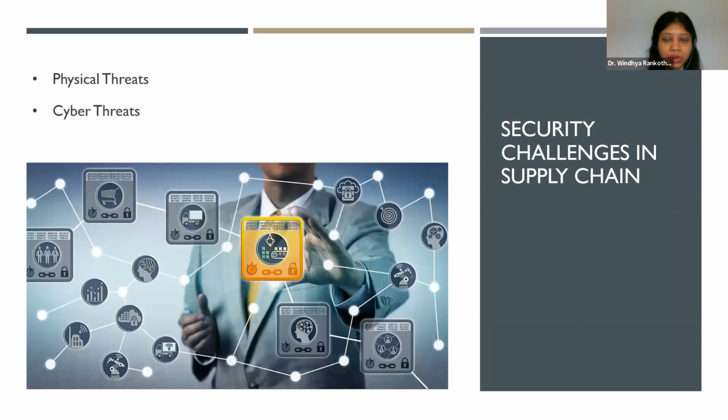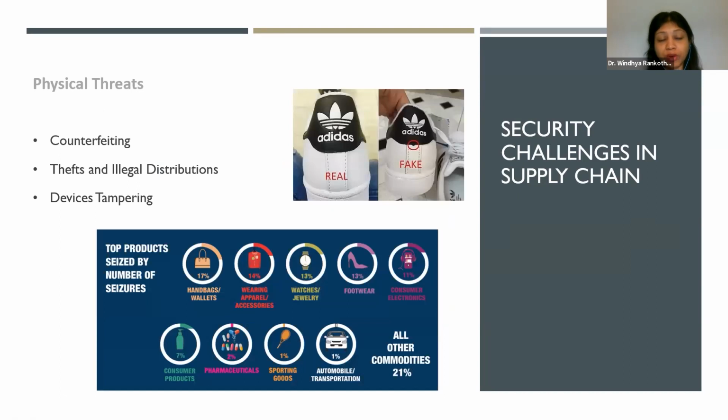When it comes to supply chain security challenges, we can divide the security challenges into two: physical threats and cyber threats. Physical threats have been there for a long time, ever since the supply chains were introduced. For example, counterfeiting. All of us might have faced counterfeiting, buying fake products, and there are thefts and illegal distributions. People buy these products and try to sell them for less prices, and some people try to tamper the devices. So all these are physical threats for supply chains which have been there for a long time.